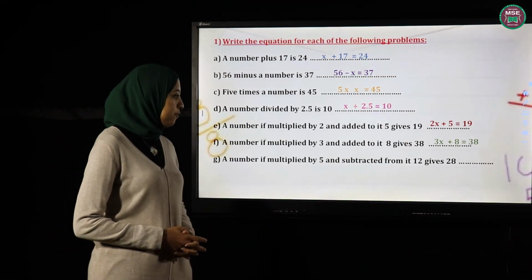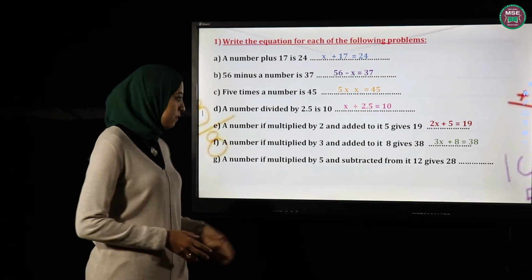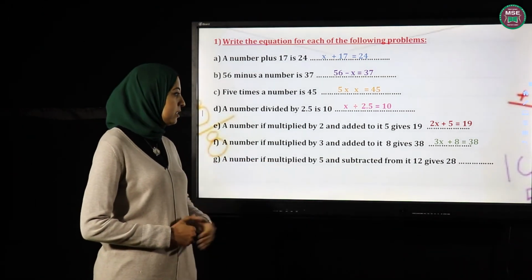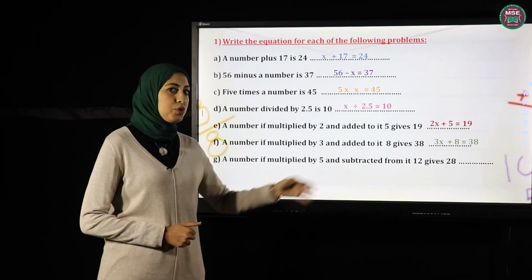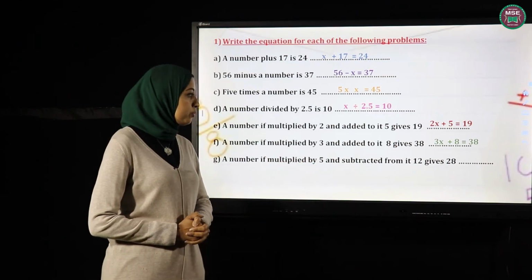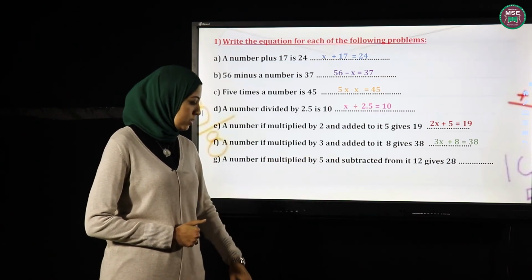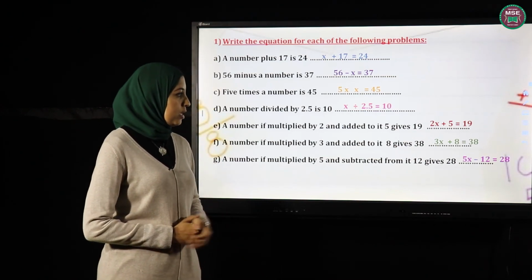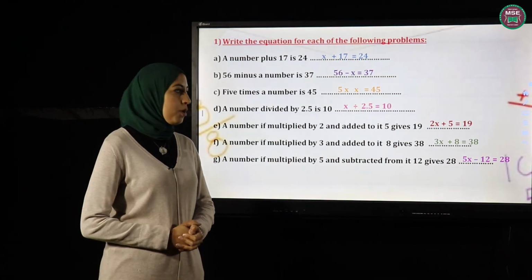A number if multiplied by 5, a number here means x, multiplied by 5 means 5x, and subtracted from it means minus. Minus 12 equals 28. The answer is 5x minus 12 equals 28.